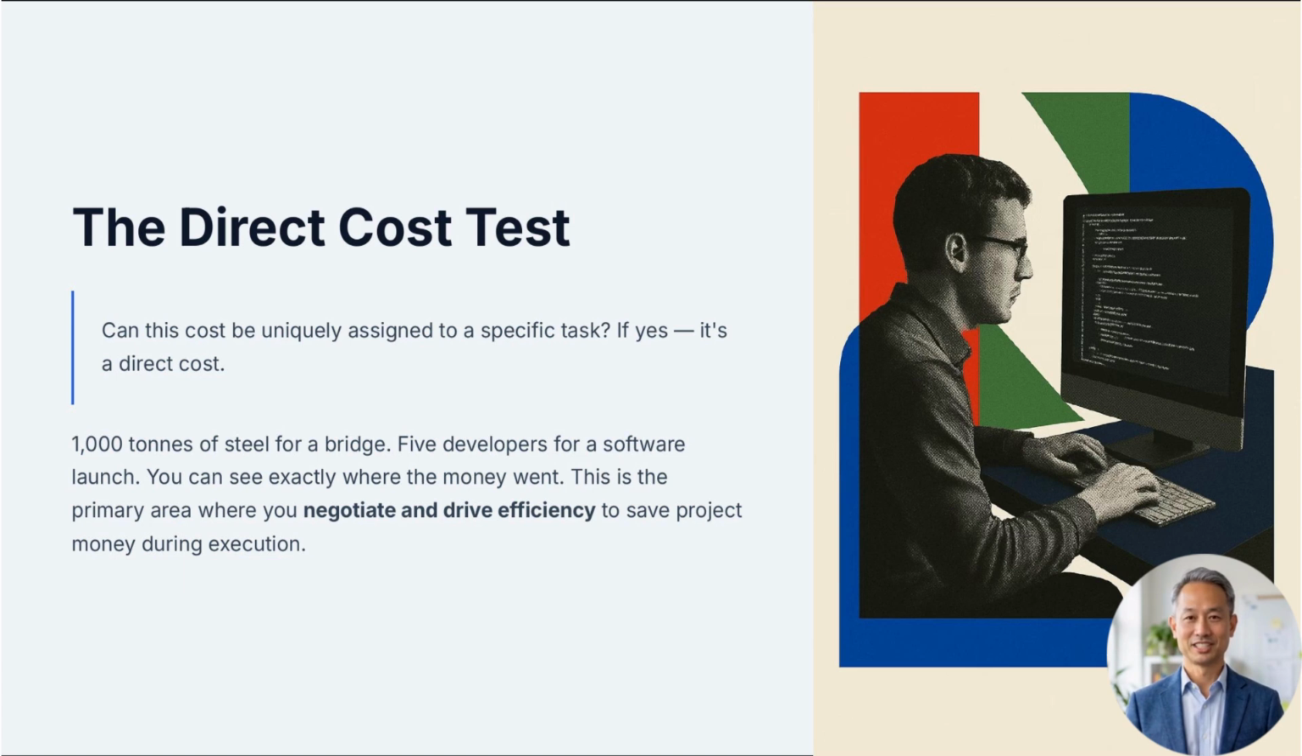In professional certification exams, they often test your ability to distinguish these from everything else by asking if the cost can be uniquely assigned to a specific task. If the answer is yes, it is a direct cost. This is the primary area where you can negotiate and drive efficiency to save the project money during execution.